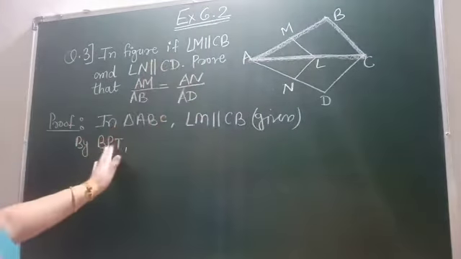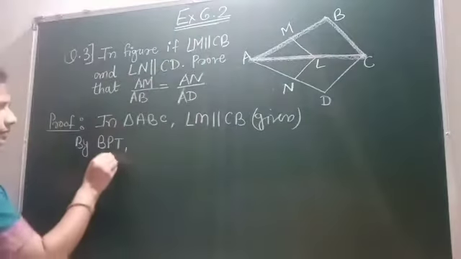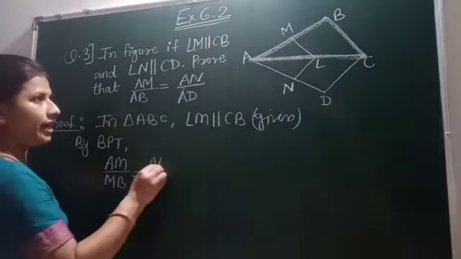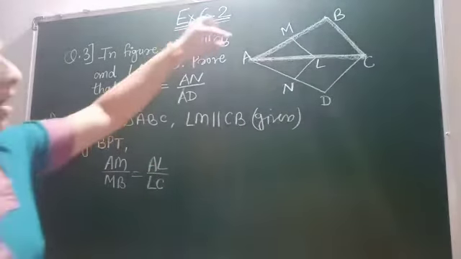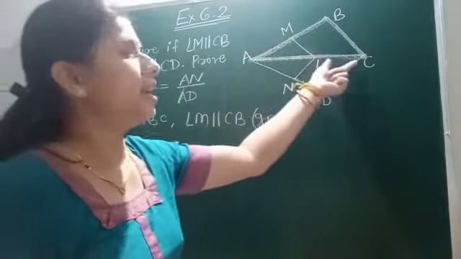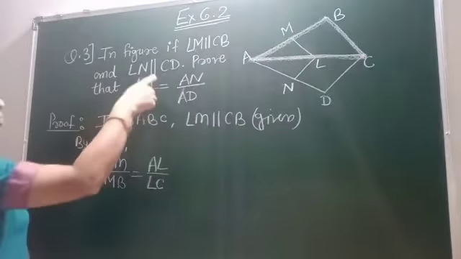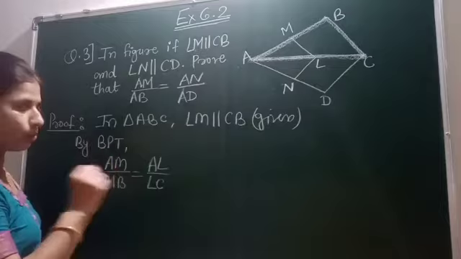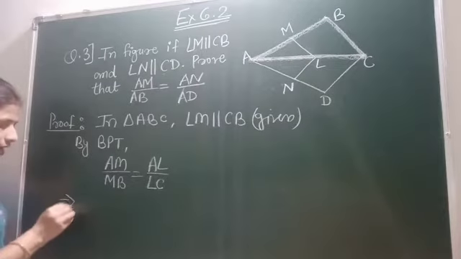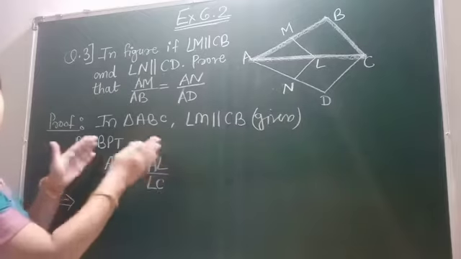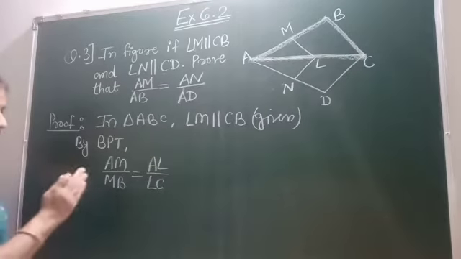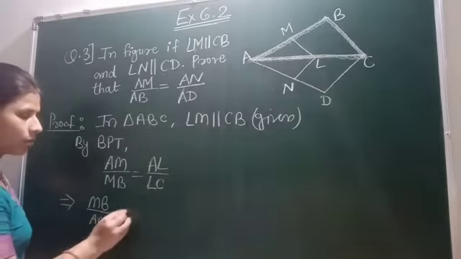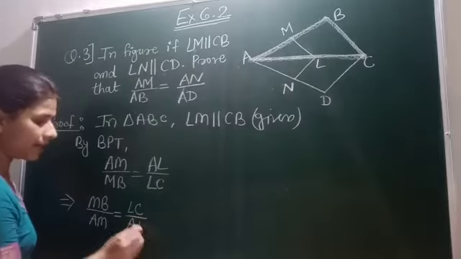So according to this theorem BPT, AM upon MB will equal AL upon LC. But in this proof part, we want AB in the denominator. So both sides we will add 1. And before adding 1, first we will take the reciprocal of both the sides. And when we take the reciprocal, what we will get? We will get MB upon AM equals LC upon AL.